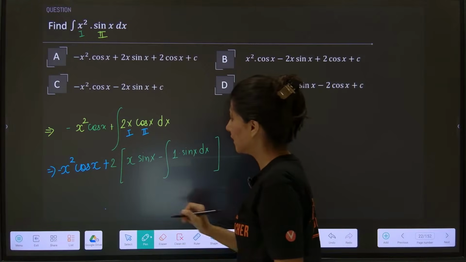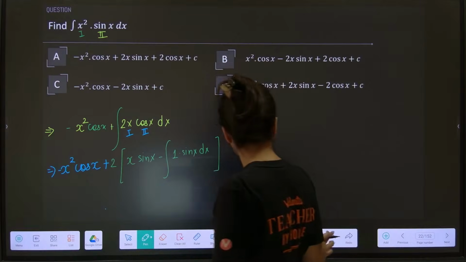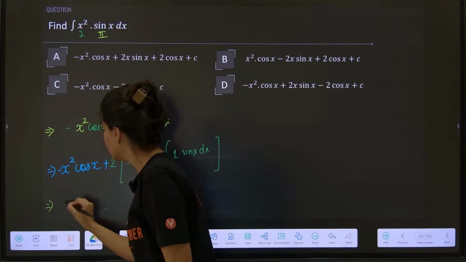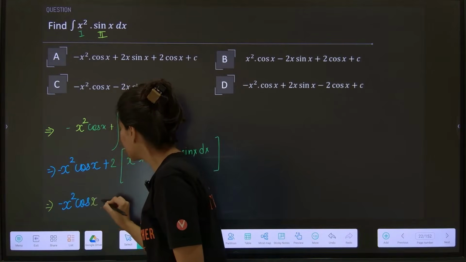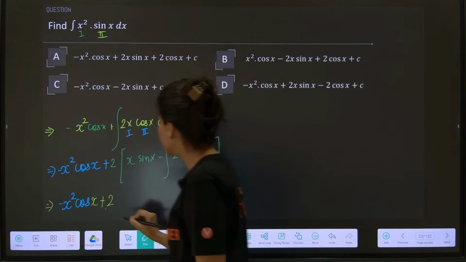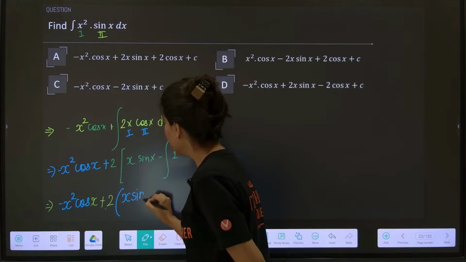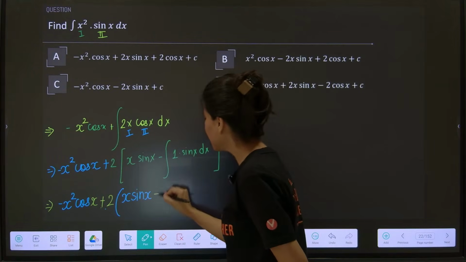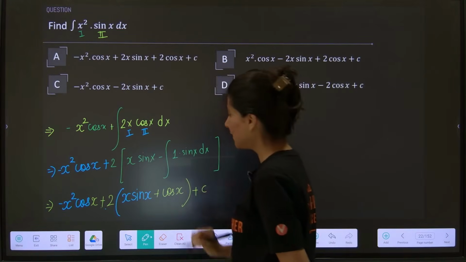That's it. So finally what will you get? Minus x square cos x plus 2x sin x minus, now sin x integration is plus cos x, plus c. This is your answer.